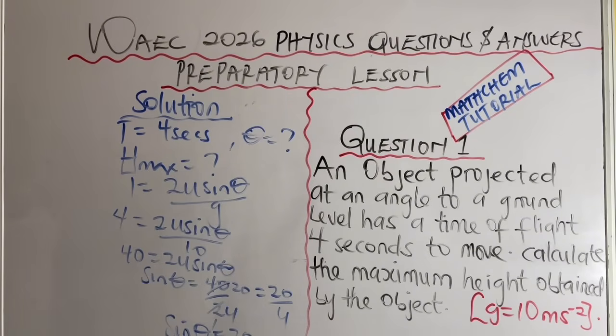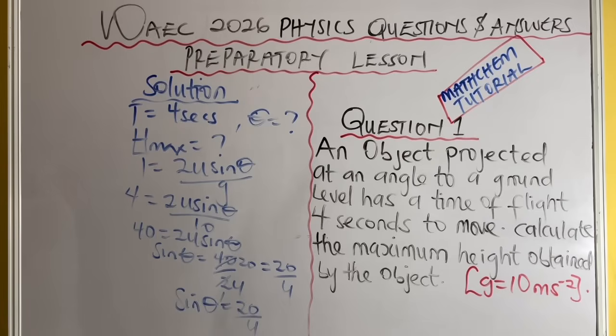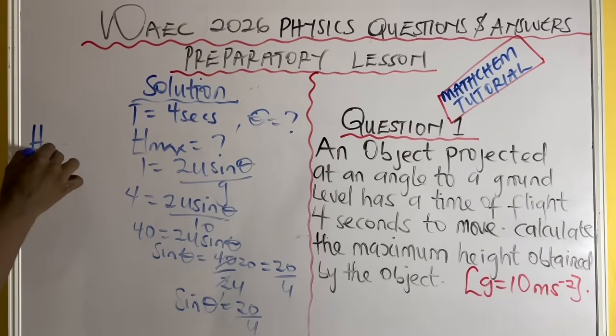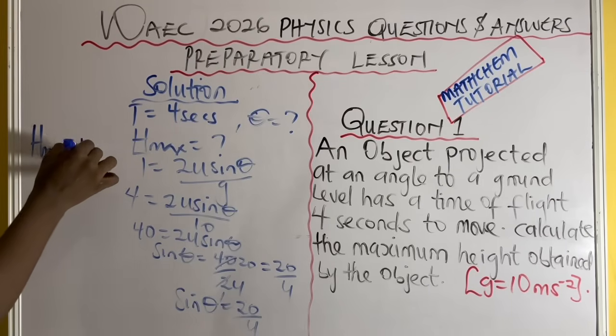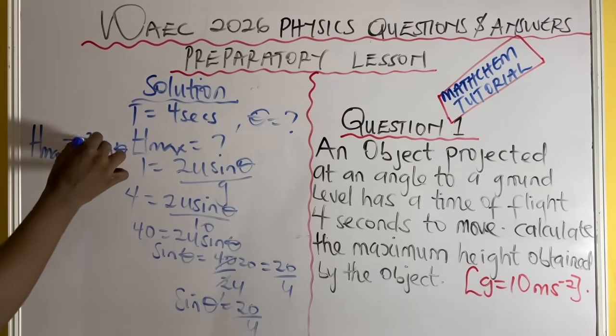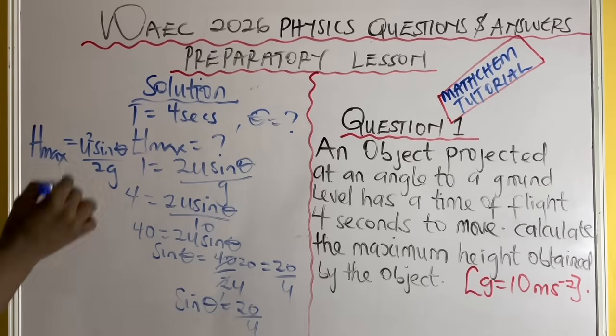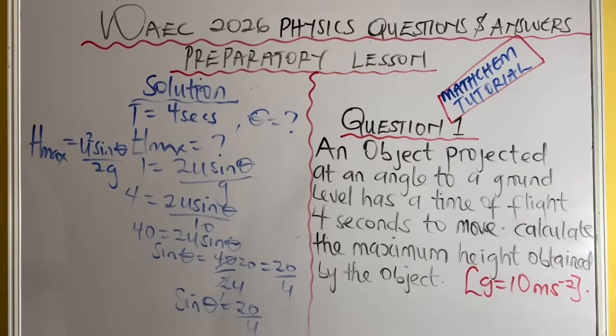The next thing you're going to do is substitute sine theta. So after having sine theta equals 20 over u, let us now look for the formula to calculate the maximum height. The formula to calculate maximum height is Hmax equals u squared sine squared theta all over 2g. Yeah, that's the formula to calculate the maximum height.